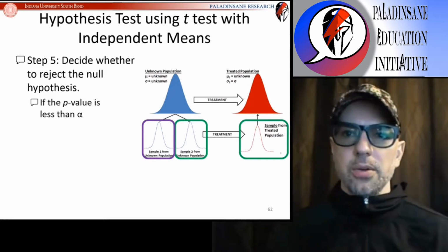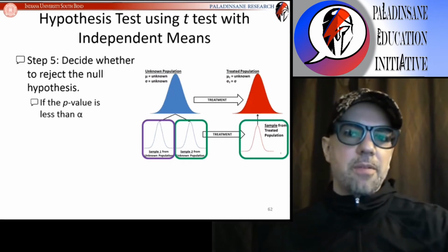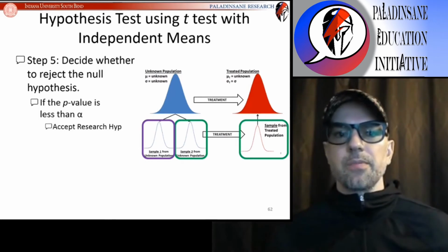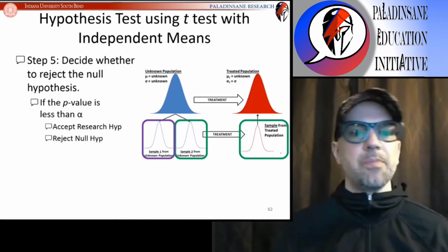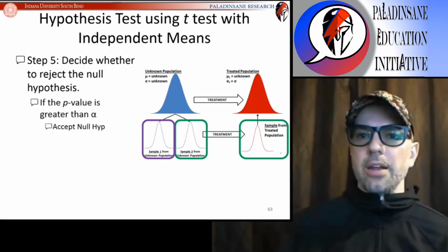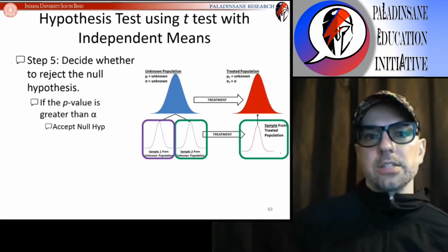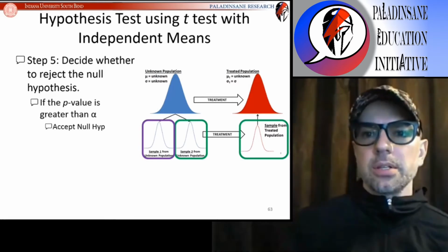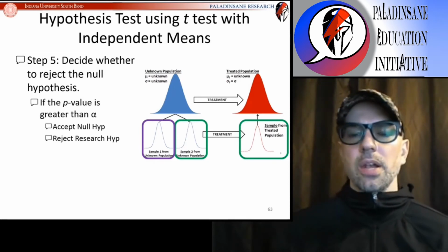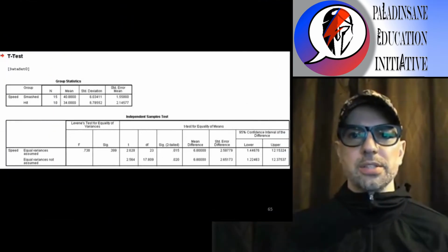So if the p-value, your sample's probability, is less than the alpha value, your lines in the sand, we're going to accept the research hypothesis and we're going to reject the null hypothesis. If, on the other hand, the p-value is greater than our alpha level, our probability of our sample is greater than our lines in the sand, we're going to accept the null hypothesis and we're going to reject the research hypothesis. So let's find all that information that we need. Let's zoom in a little bit here so we can see.